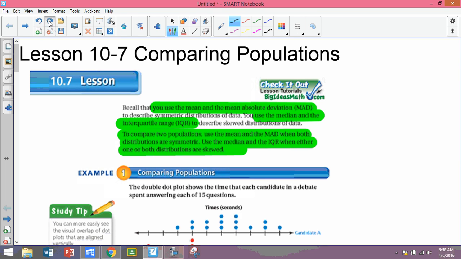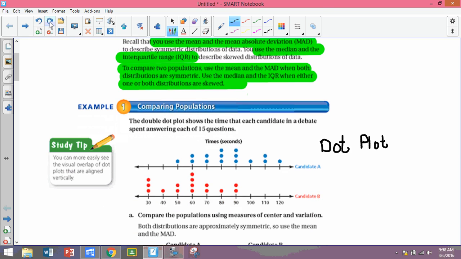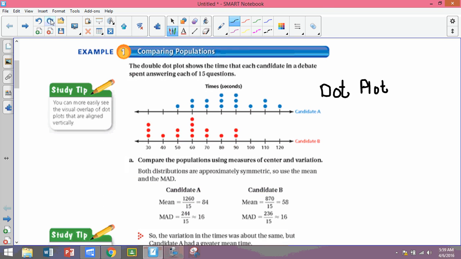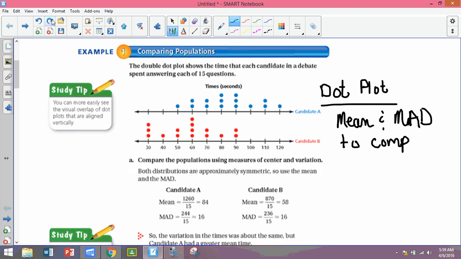Okay, so we're going to start by looking at the dot plot. And in this dot plot, you are going to use your mean and your MAD to compare. Okay, so this is a double dot plot that shows the time that each candidate in a debate spent answering questions. They looked at 15 questions and they timed the candidates, like in a debate, how long it took them to answer the question. So whenever you have a dot plot, you are going to have to calculate that mean and then the MAD.